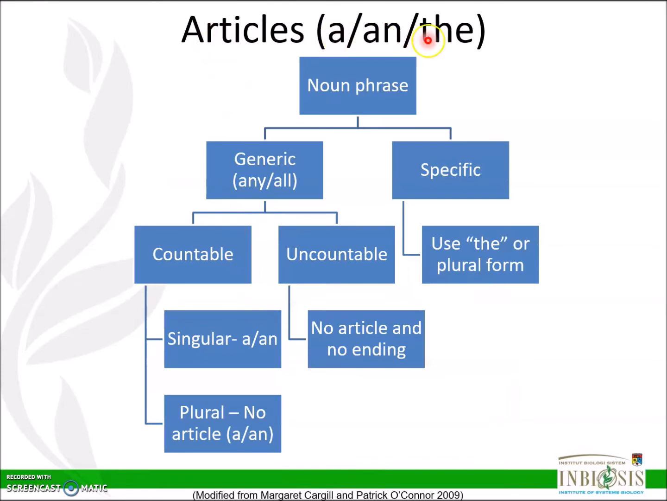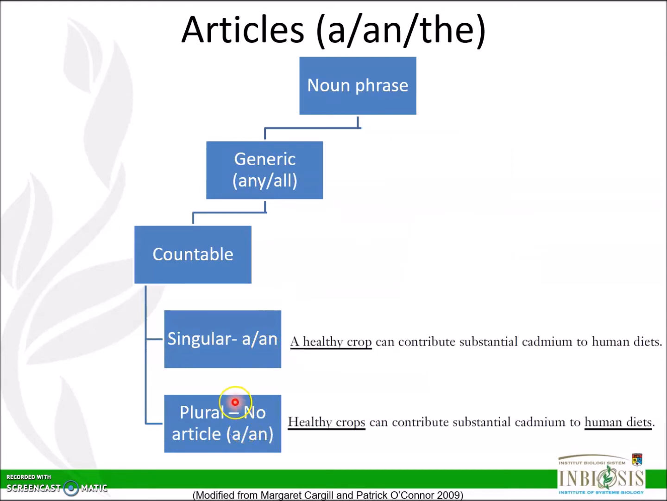For articles, a, an, the, we can divide them into 2 different practices for noun phrases. First is generic usage, which indicates any or all, and secondly, specific usage. In the generic usage, it is also divided into 2, countable or uncountable nouns. For the countable, it is further divided into either singular or plural. As you know, for singular, you will have a, or, an. For plural you don't have both. Let us see an example for each.